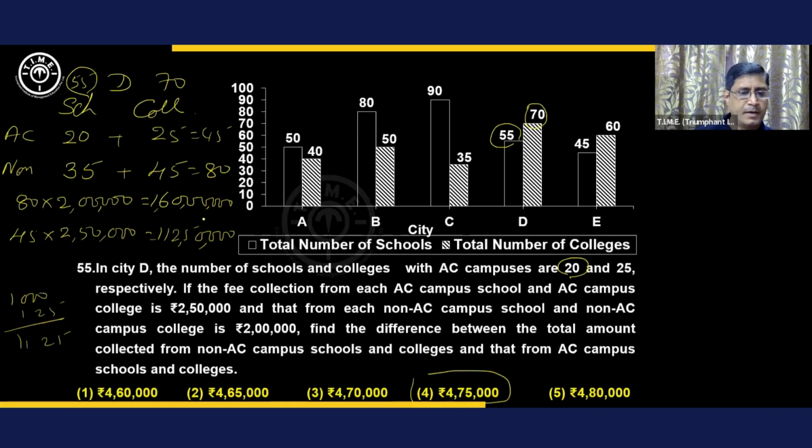4,75,000. What is the difference here? 4,75,000 is the difference. Okay. Now, next question on your screen.